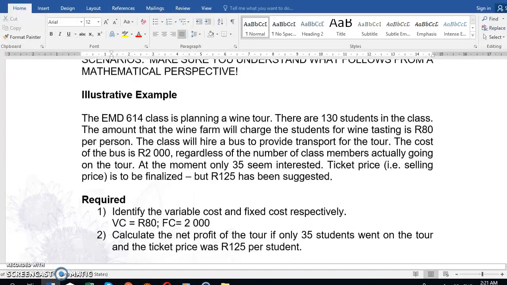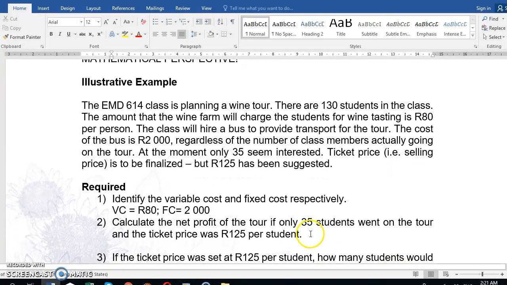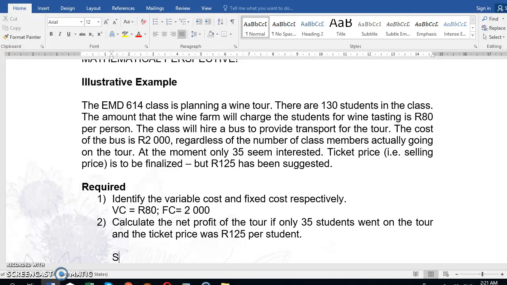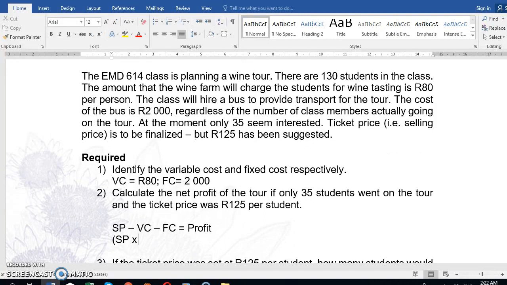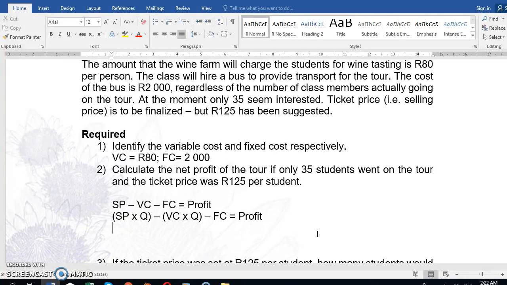On to number 2: calculate the net profit of the tour if only 35 students went on the tour and the ticket price was set at 125 per student. Remember I told you that I prefer that you apply this method: sales minus variable cost minus fixed cost equals profit. If we expand that a bit further, selling price times quantity minus variable cost times quantity minus fixed cost equals profit. And now we just fill in what we have.